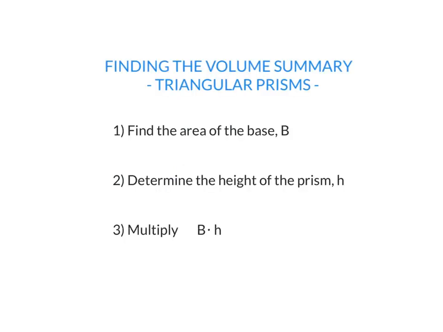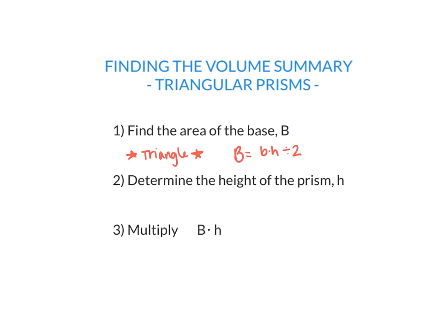So in summary, to find the volume of triangular prisms, you first find the area of the base. The base in a triangular prism has to be the triangle, so to find the area, you take its base times height and divide by 2.